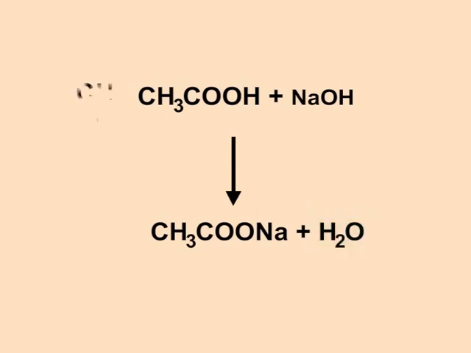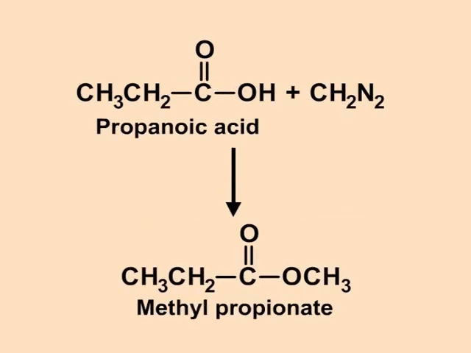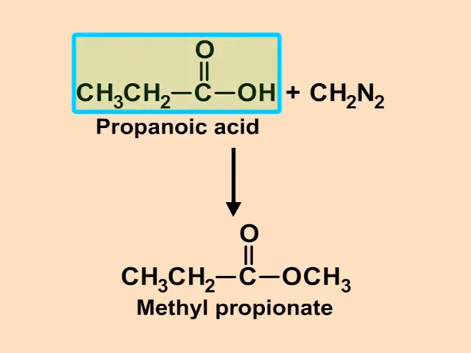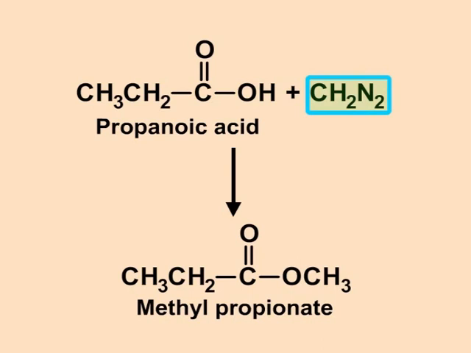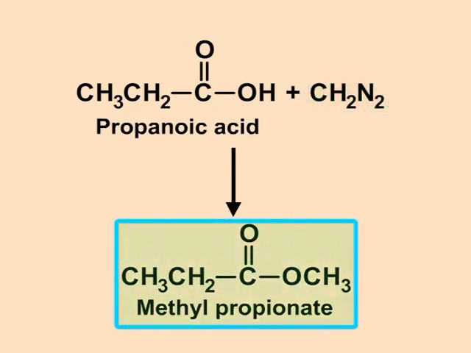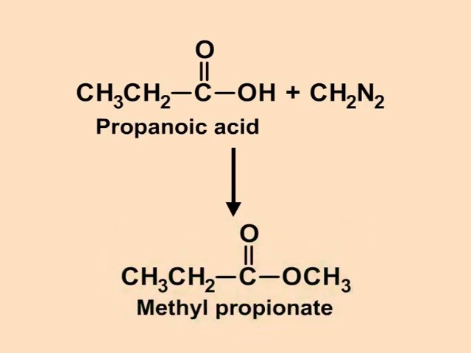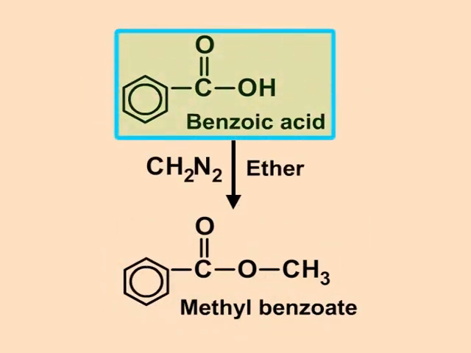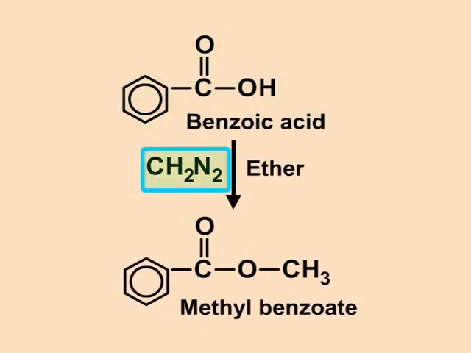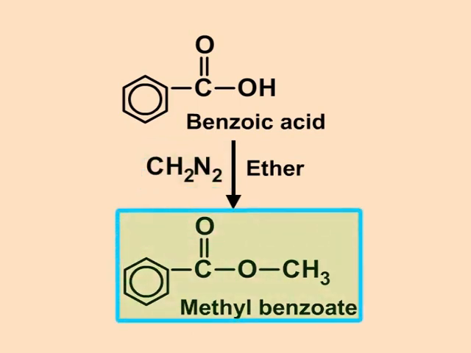Students, now we will discuss reaction of acid with diazomethane. Acids react with diazomethane to form esters. You see on the screen that propanoic acid reacts with diazomethane to form methyl propionate. Benzoic acid reacts with diazomethane to form methyl benzoate.